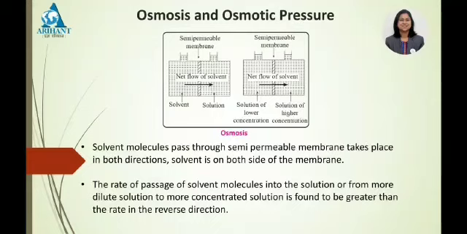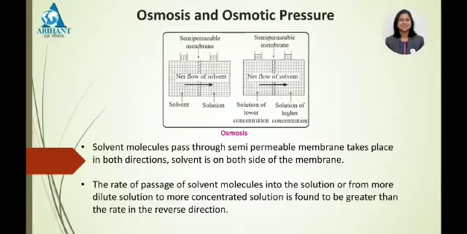In the second picture, you can see there are two compartments. In the first, a solution of lower concentration, and in the second, a solution of higher concentration. In between, you can see the semi-permeable membrane. And with the help of arrows, you can see the net flow of solvent molecules. That is, the direction has been shown.